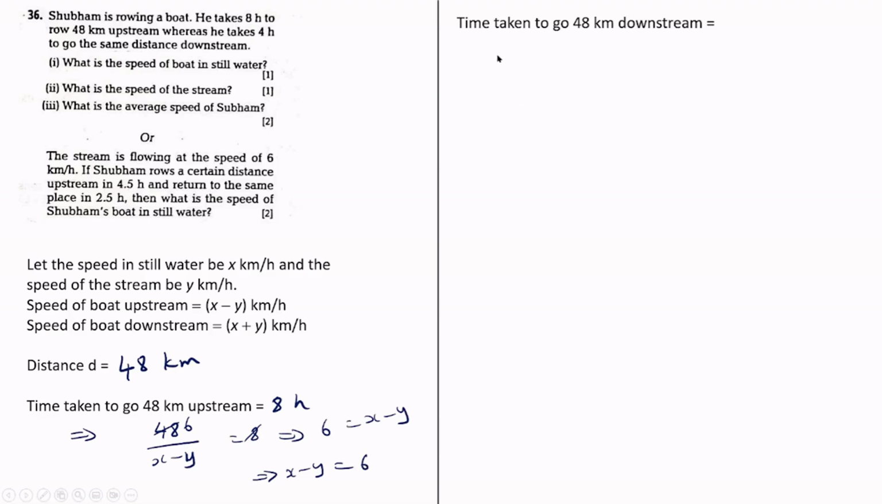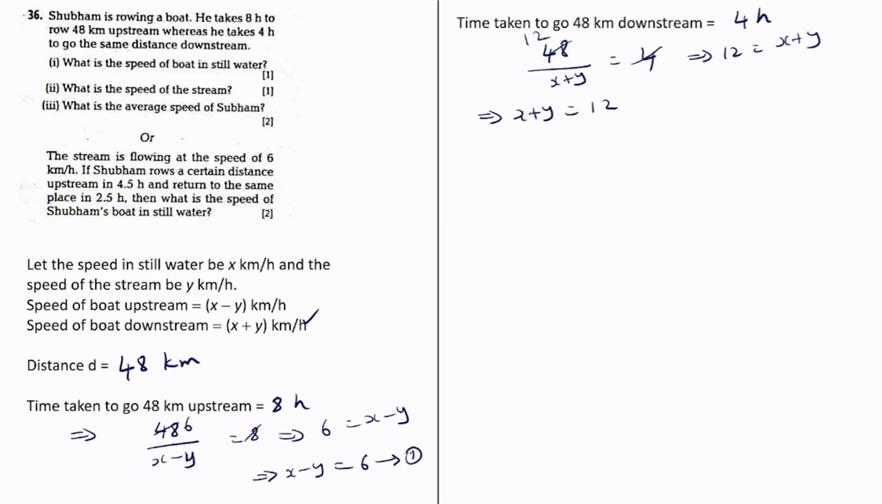And next, it is given time taken to go 48 km downstream is 4 hours. Using the formula distance by speed, time taken to go 48 km is distance upon downstream speed. Downstream speed is x plus y. This is equal to 4. So these two will go 12. So from this we have 12 is equal to x plus y, or we have x plus y is equal to 12.